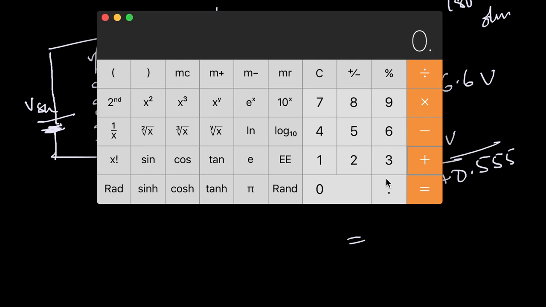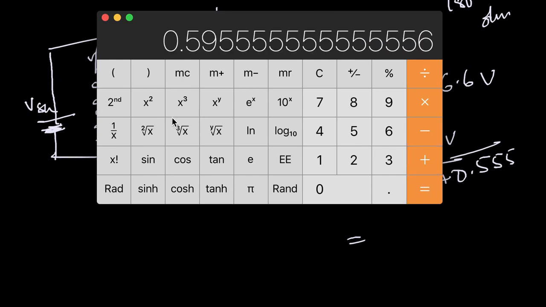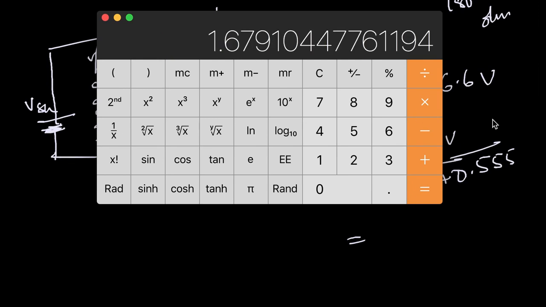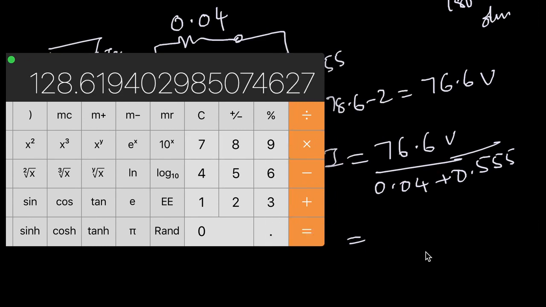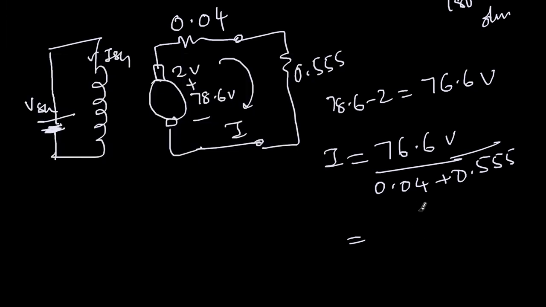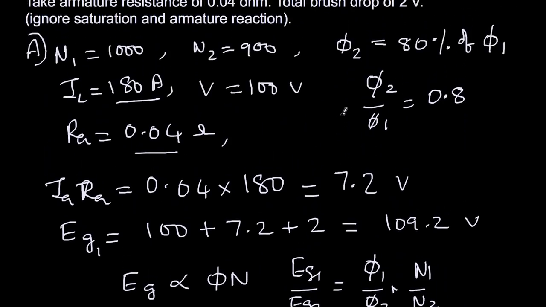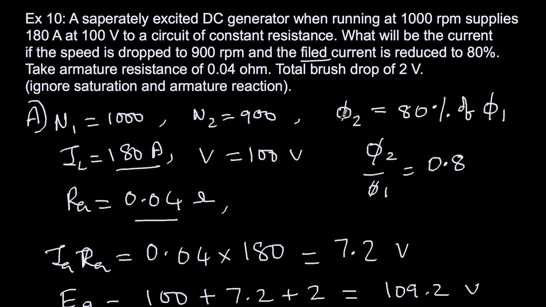So to this I'll add 0.04, then I'll take the inverse of it and multiply it with 76.6. So I'm getting 128.6 amperes. This is going to be the load current or armature current. So I think this concludes this problem. I hope you understood how we are solving this kind of problem where a separately excited DC generator is given. Kindly review this yourself.